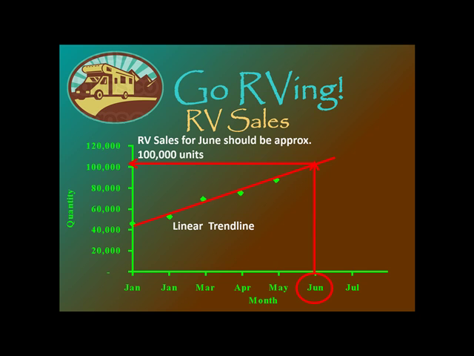So our answer, RV sales for June, should be approximately 100,000 units. And that's that last text box, which is going to be on the click, because if you were presenting, you would actually say it at the same time. You would actually click.